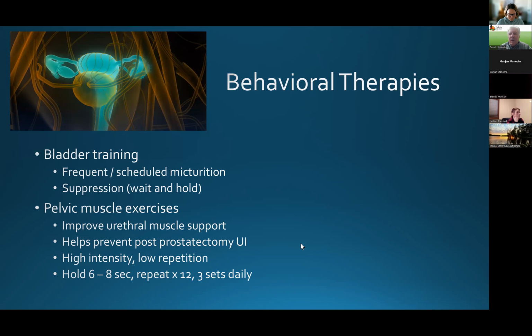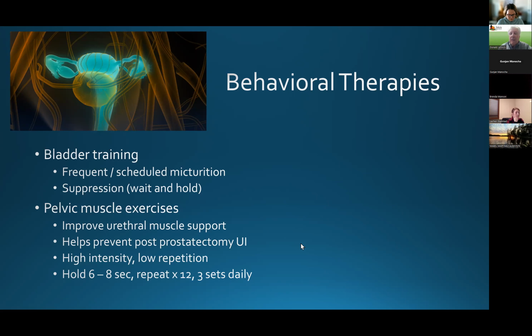You can also do suppression. So if you feel like you have to go, you just hold it and wait until it passes. Kind of hard to do when you're driving on the road and you go, oh, I got to go to the bathroom. Well, try your best to do the suppression. And then perhaps the big thing over an intermediate term is the pelvic muscle exercises. And so those are the famous Kegels. I don't know who Kegel was, but I guess whoever it was has got their name on those exercises. And so the Kegel exercises help improve the urethral muscle, which is important for holding the urine.